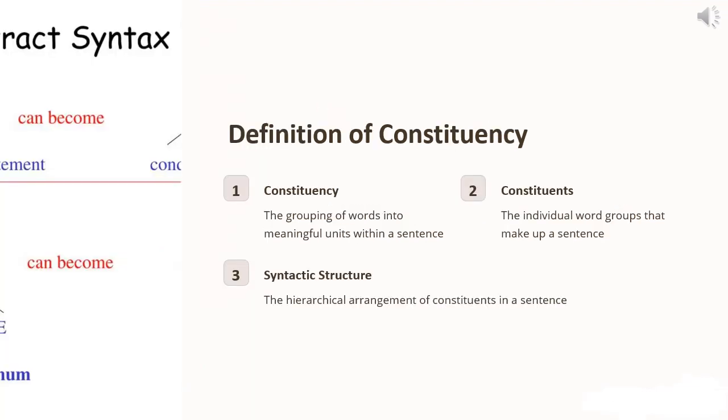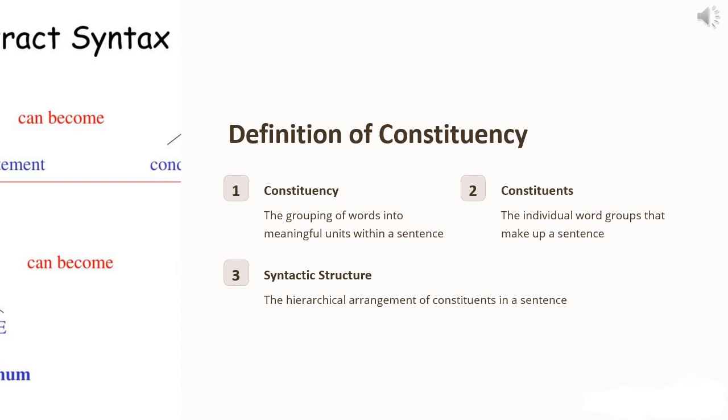Before we delve into the process of constituency, we need to know first, what is constituency? What is its definition? To understand that, there are three important parts we need to know. The first one is constituency. Constituency refers to the principle in linguistics that certain words and phrases in a sentence are grouped together to form larger units, known as constituents. These constituents are structurally and functionally coherent and serve as building blocks for sentence structure.